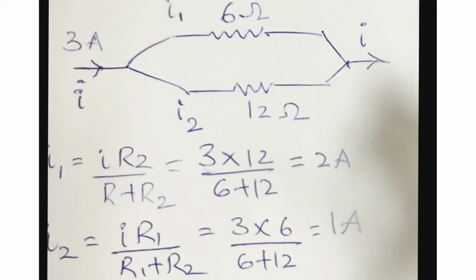As usual, in the earlier method, you need not calculate I2 because once I1 is known, automatically I1 plus I2 flow back to the circuit as 3 amperes. Because I1 is 2 amperes, automatically I2 stands to be 1 ampere.